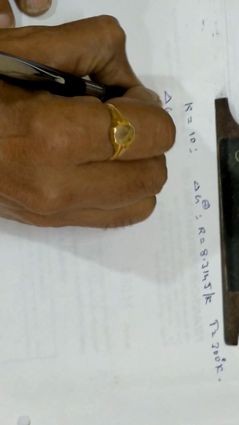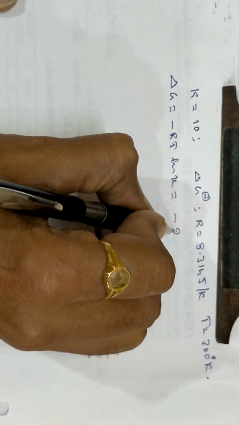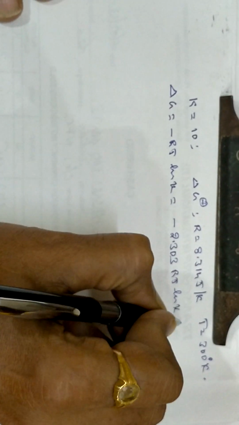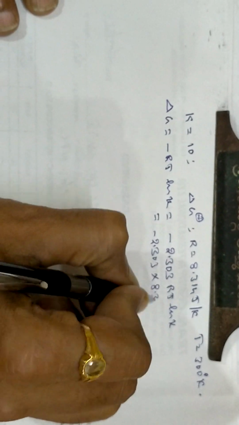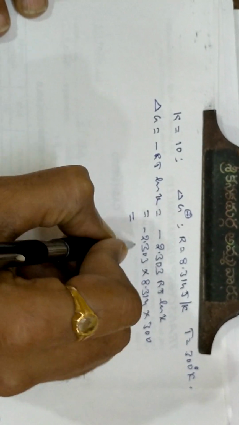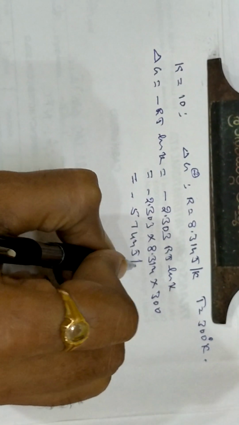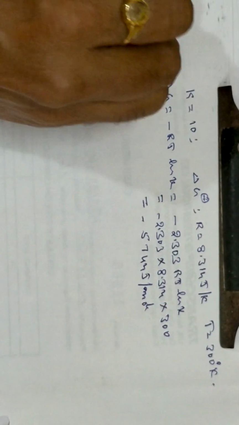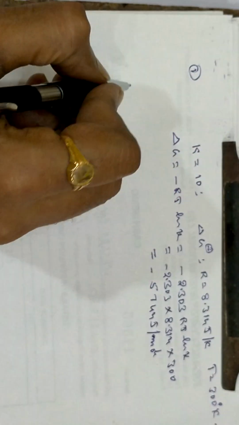We know that delta G equals minus RT ln K, which equals minus 2.303 RT log K. Taking minus 2.303, R equal to 8.314 joule, T equal to 300, this comes to minus 5744 joules per mole, that is minus 5.7 kilojoule. That is very simple. Then next we will see another small question.